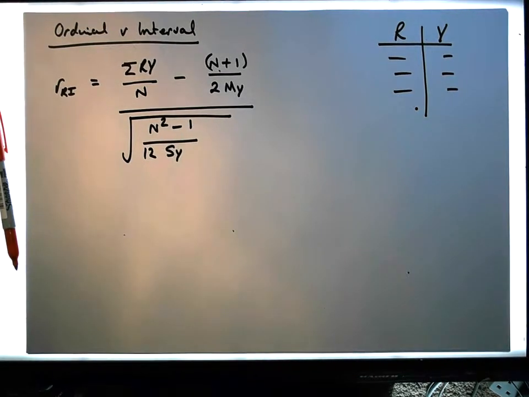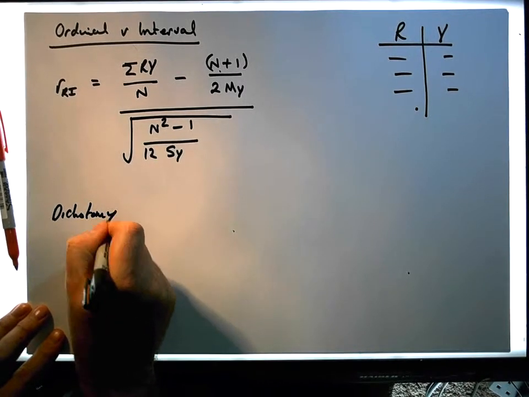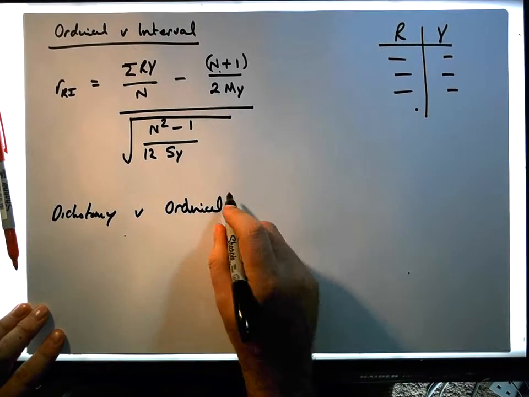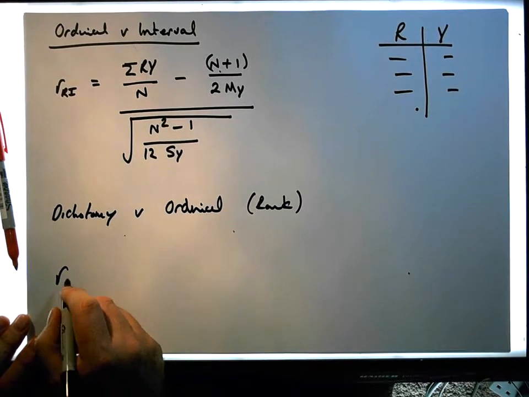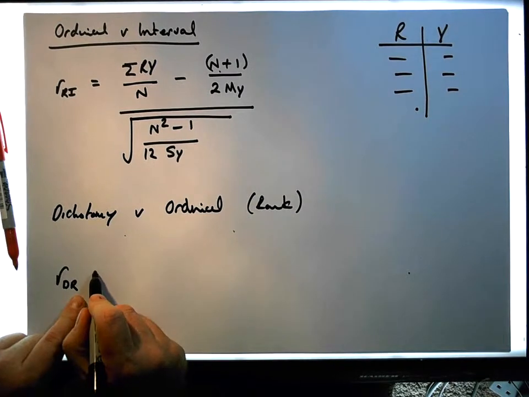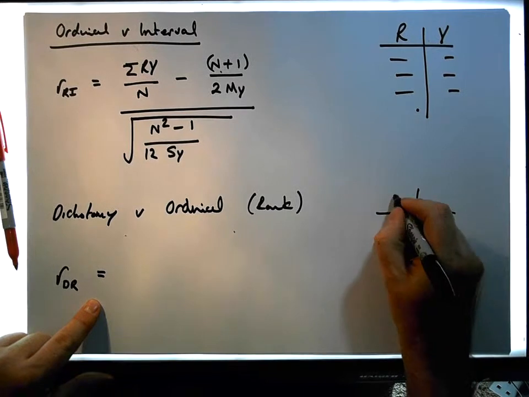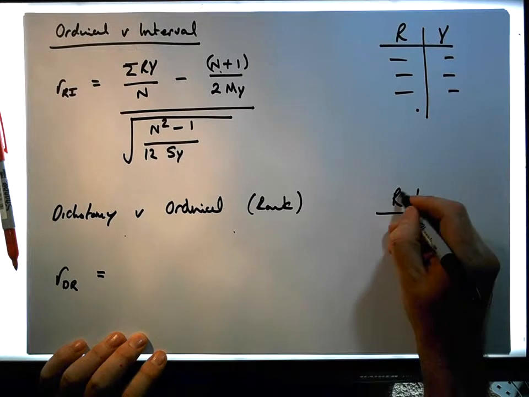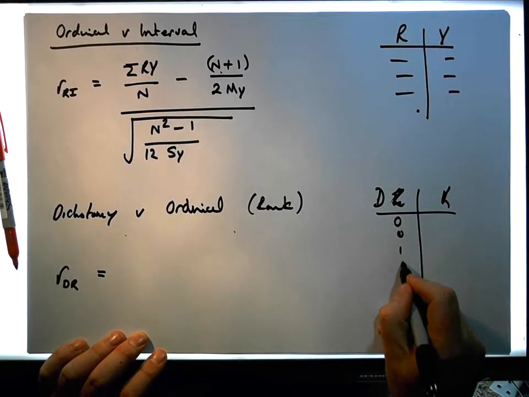So what about when we have a dichotomy? When we have a natural dichotomy versus an ordinal variable, which is once again our rank variable, the correlation is RD, for dichotomy and rank. Don't forget, now we have a dichotomy. So here's our dichotomy, let's say D, and here's our ranking variable. So we have 0, 0, 1, 1, 1, 0.